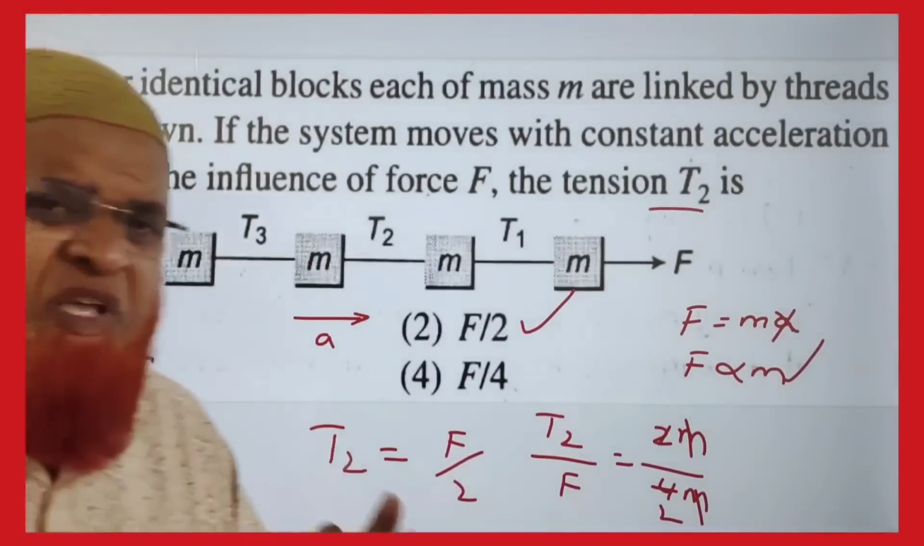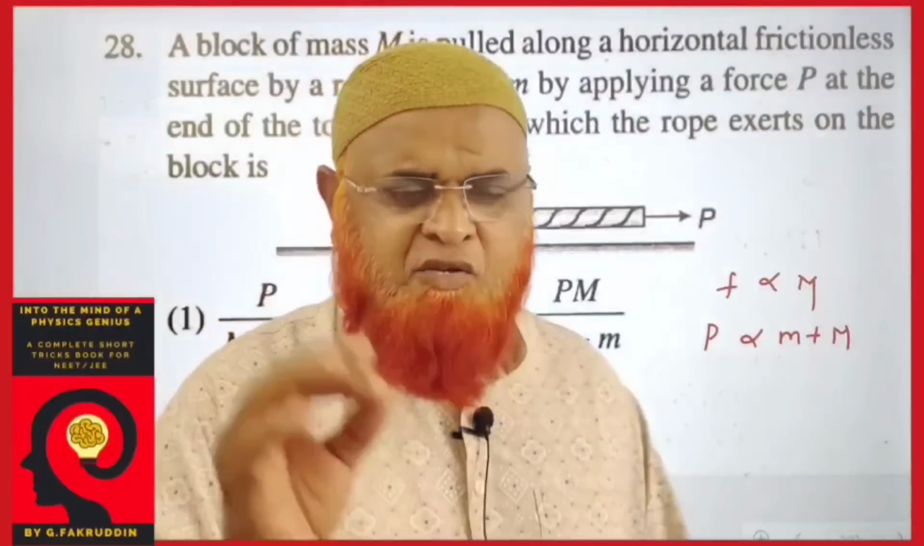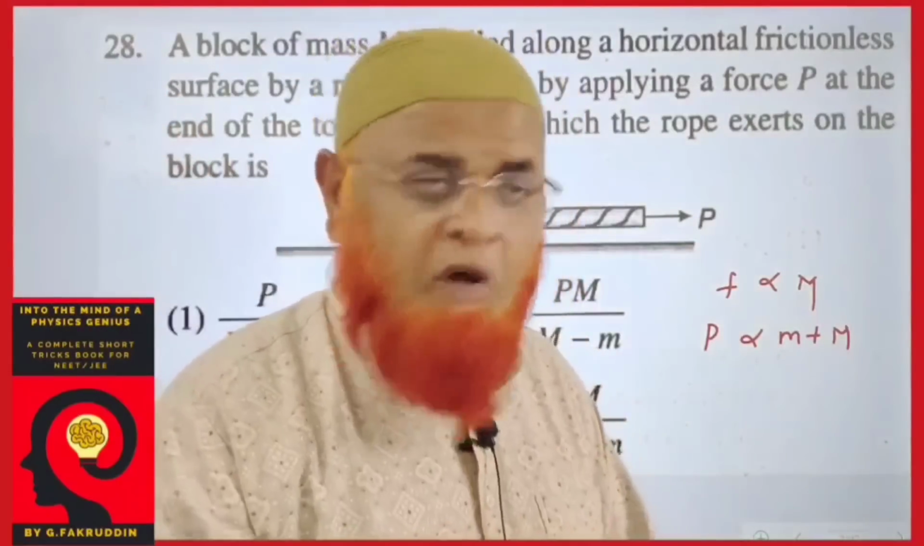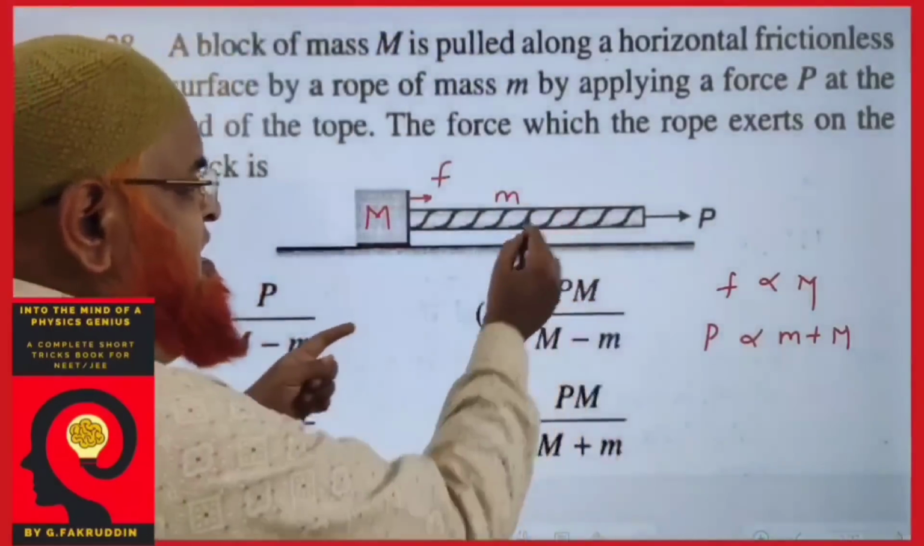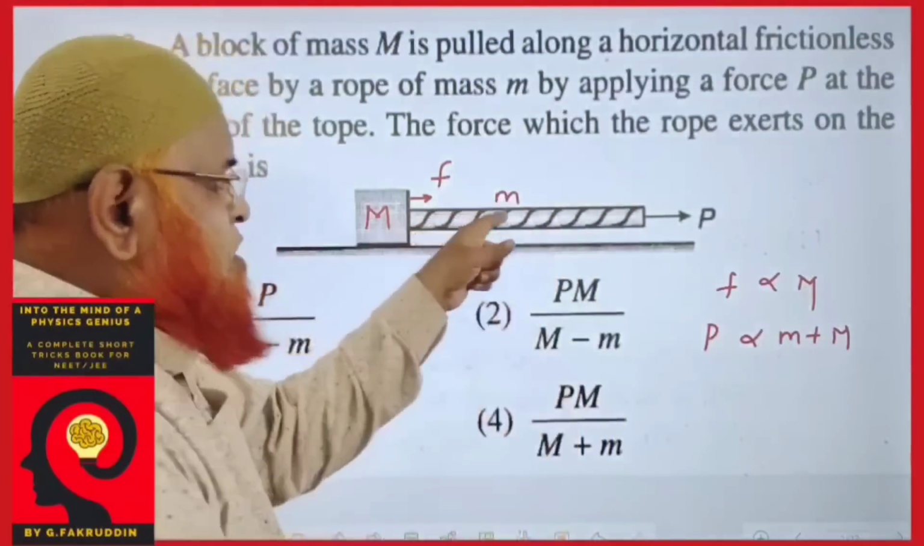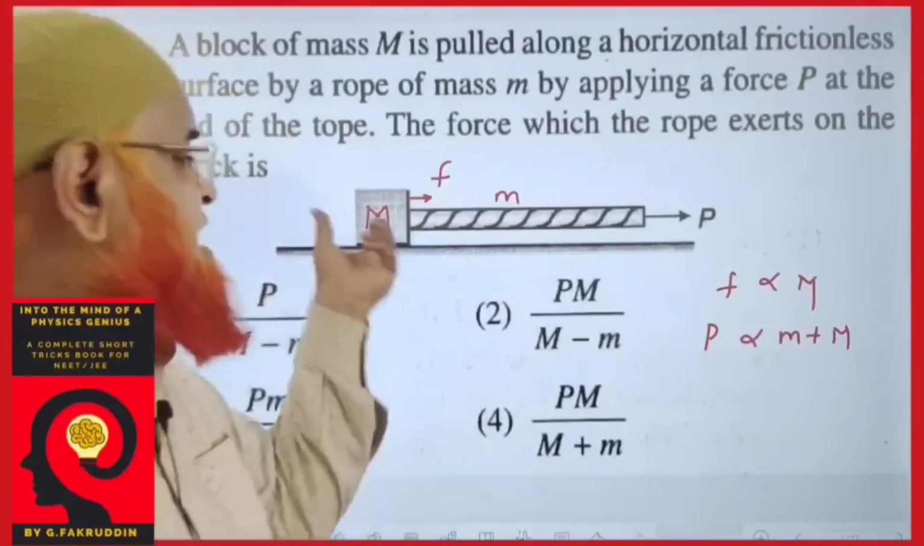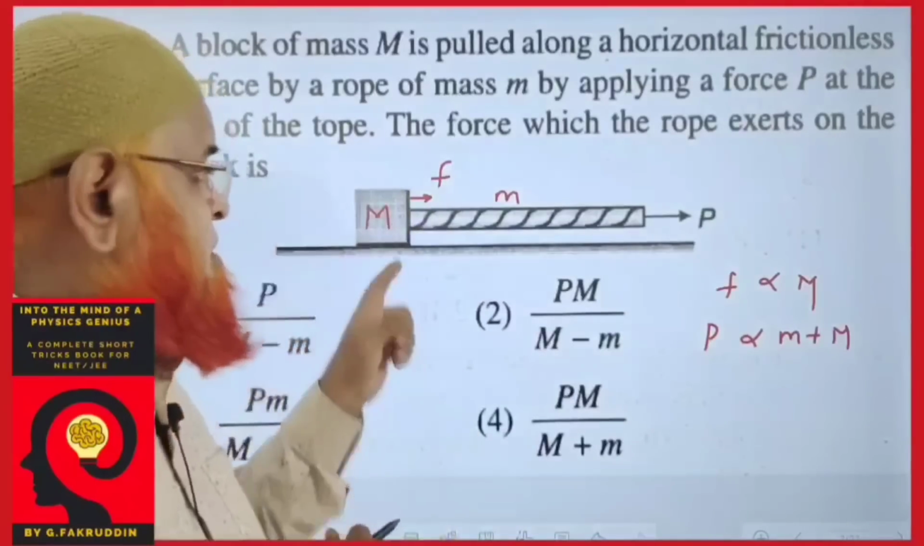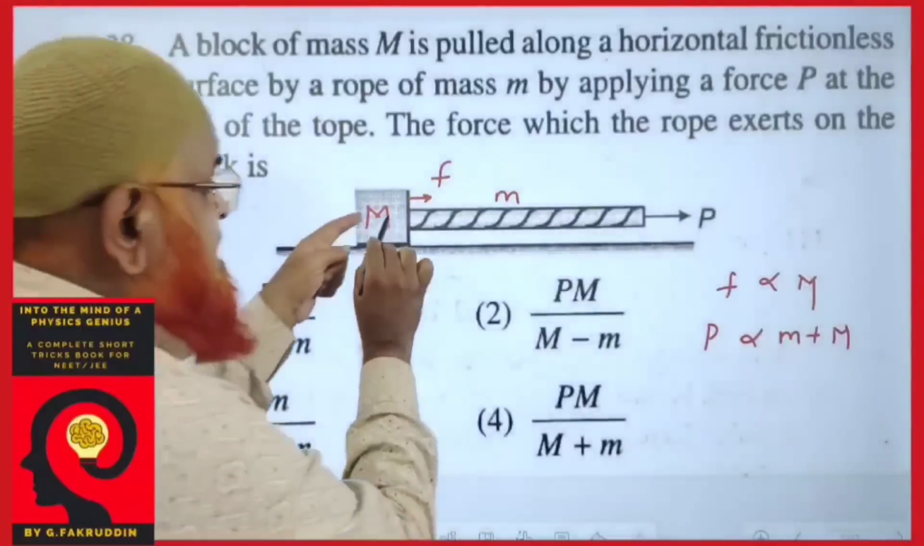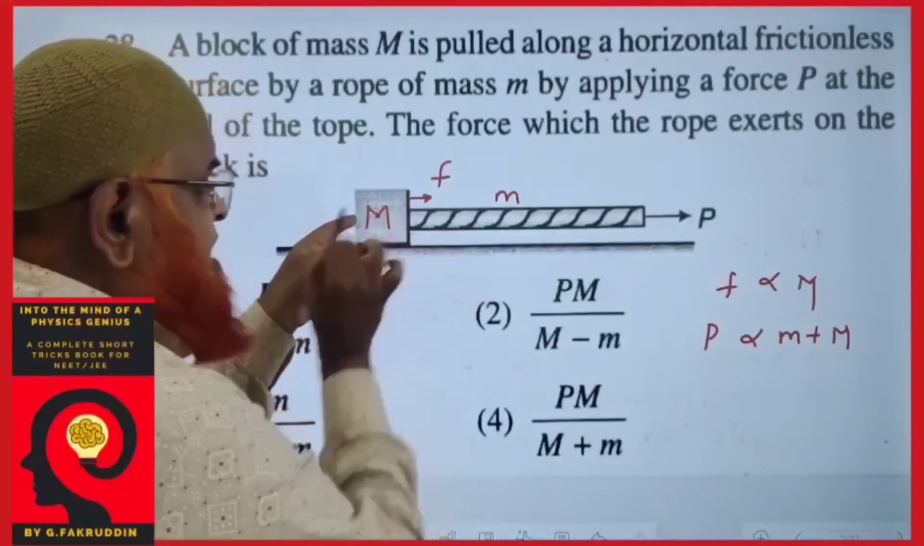So simple and unique style this is. My dear students, let me discuss another unique style of solving the problem. Here you can see this is a rope having mass small m. It is pulling a large block of mass capital M. He is asking us to find out the contact force between the rope and the block.